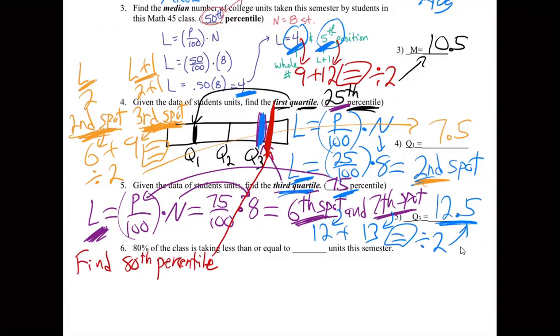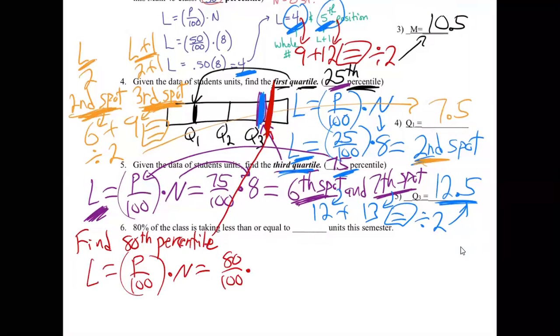So how are we going to do it? We're going to use the formula. L equals P over 100 times N. Let's plug in the 80. What's the N? Eight. Yep, still 8. Excellent. All right, hit the buttons on your calculator. Don't you get 6.4? Yes. Now, is 6.4 our answer, or is it telling us about a spot? We need to round up.